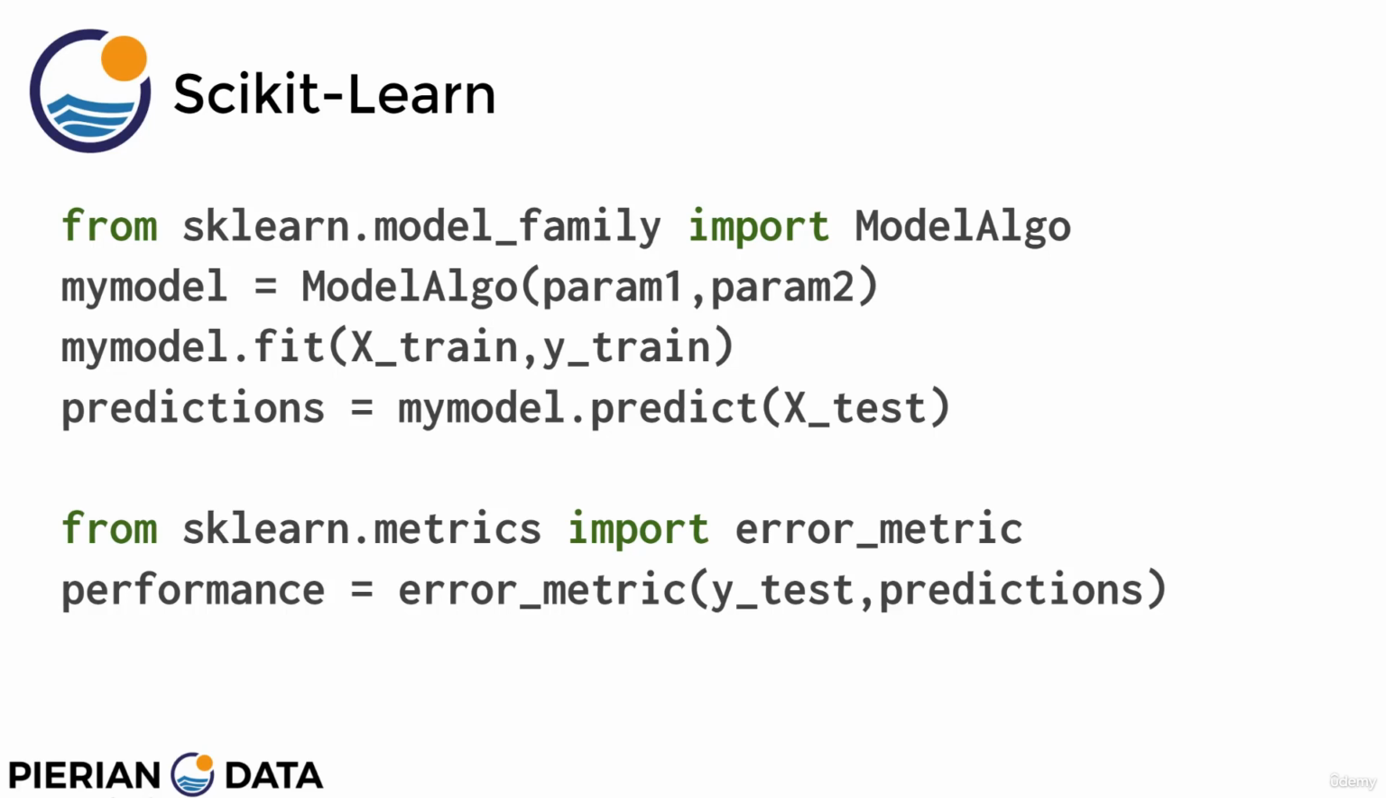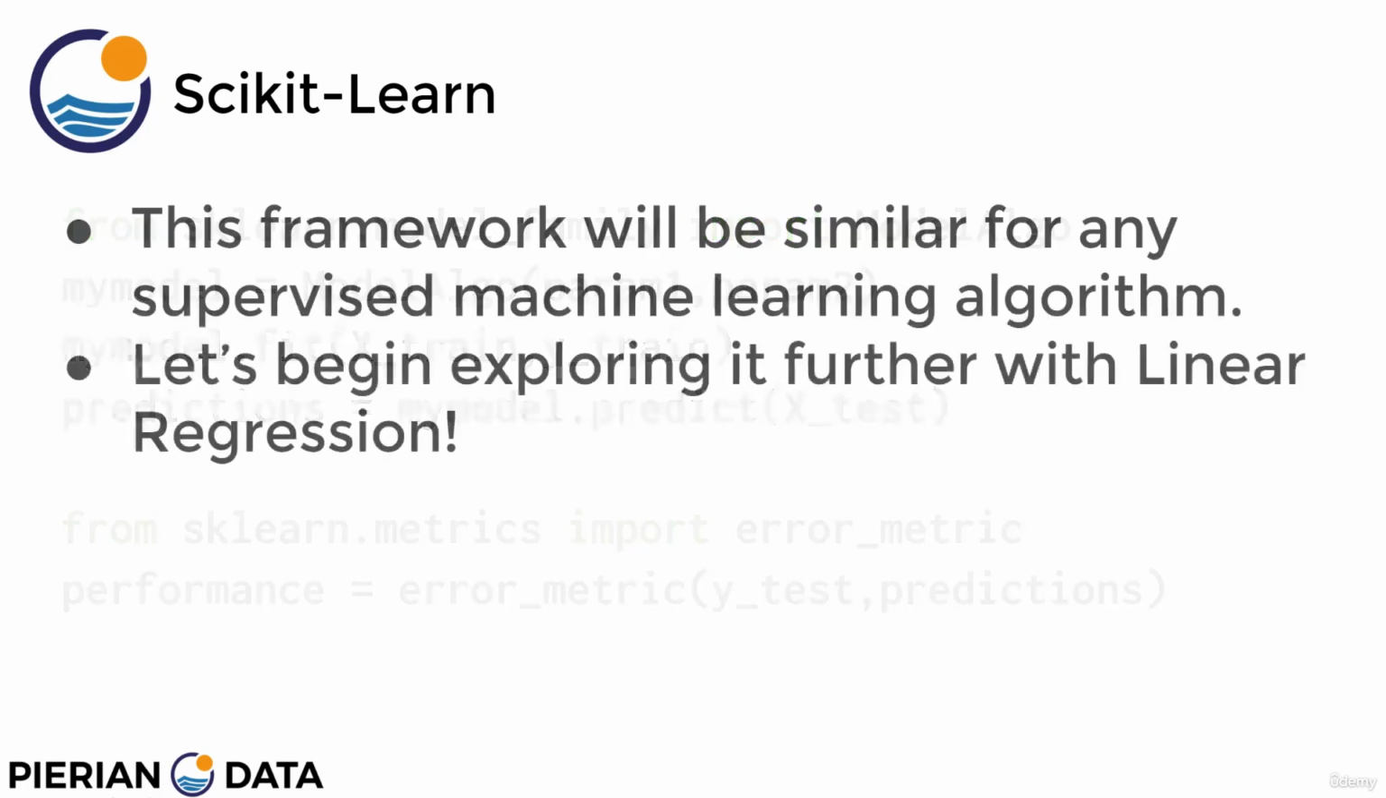You choose the appropriate error metric, you import it from sklearn.metrics, and then you directly compare your predictions against your known y_test values to get some sort of performance metric. This framework will be similar again for any supervised machine learning algorithm. Let's go ahead and begin to explore it further by actually coding it out with linear regression. I'll see you at the next lecture.